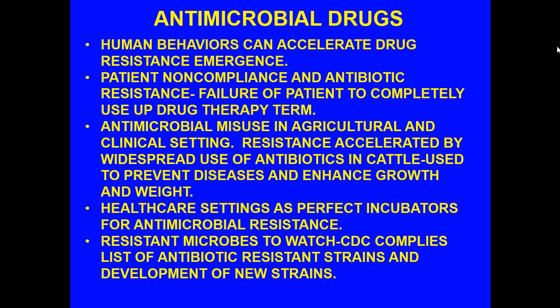At the other end of the situation, as I mentioned earlier, like with the Russian prisons, there is very little care given to these individuals that are in the prisons, and there is tremendous amount of crowding, and so therefore you have the perfect incubation facilities for particular types of diseases that are easily communicable, such as tuberculosis. Okay. Also, resistant microbes have to be watched. CDC compiles a list of antibiotic-resistant strains and the development of new strains. So CDC should be informed when there is a new appearance of a resistant strain.